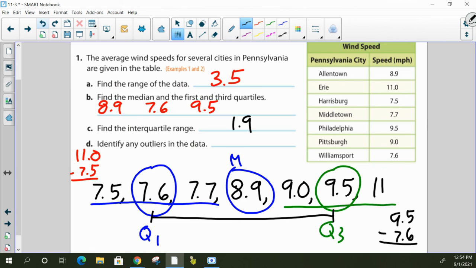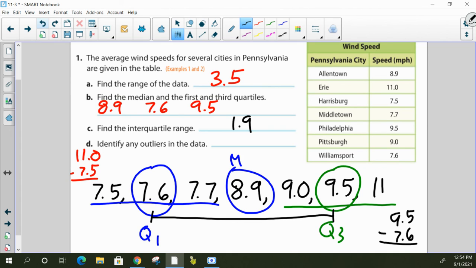I'll help you with that in just a second. Let's finish this last one. All right, take a look for letter D says identify any outliers. Remember, your outliers are always on the outside. Are they super high or super low? So is 7.5 really far away? Is 11 far away?